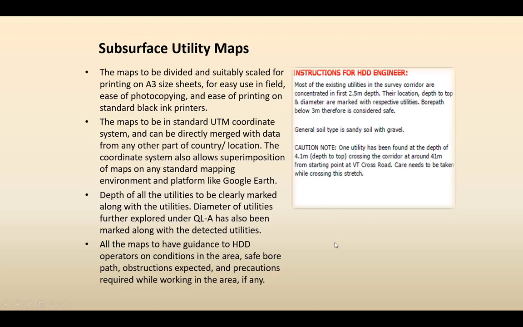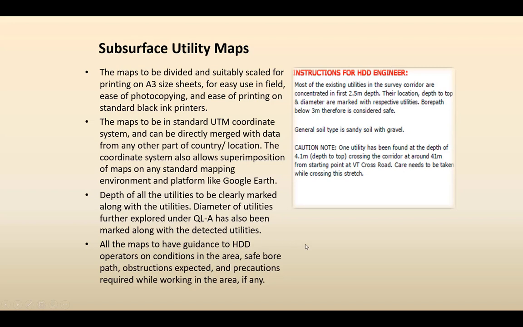The map should be in a standard coordinate system. The point is, when you are doing SUE at a large scale and your maps are in a local coordinate system, it becomes very difficult to integrate the data. So it's always good to use the UTM coordinate system. Depth of all the utilities should be clearly marked along with the utilities. Diameter of utilities further explored under QLA should also be marked with the detected utilities.